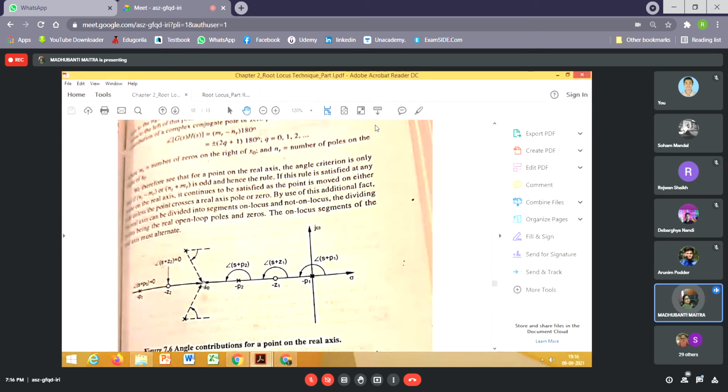Now, here this point has been taken as the trial point. So we are trying to find out whether this point will be lying on the root locus or not. Okay. Yes, ma'am. So for that, now we see that these are the open loop poles and zeros. These two open loop poles and this particular open loop zero, real open loop poles and real open loop zero are lying to the right of this point, isn't it?